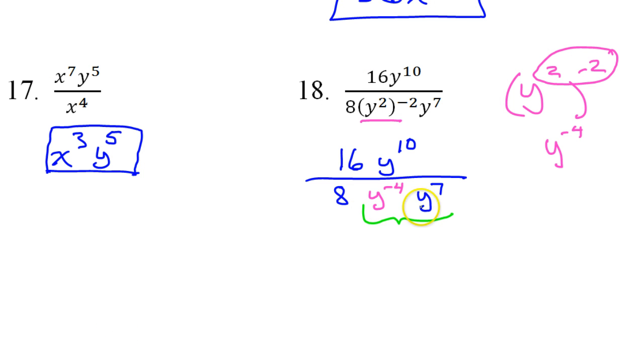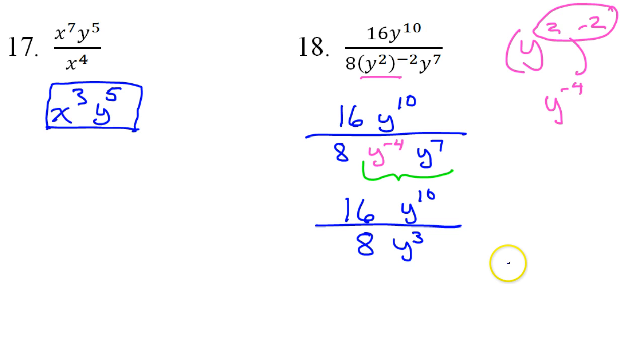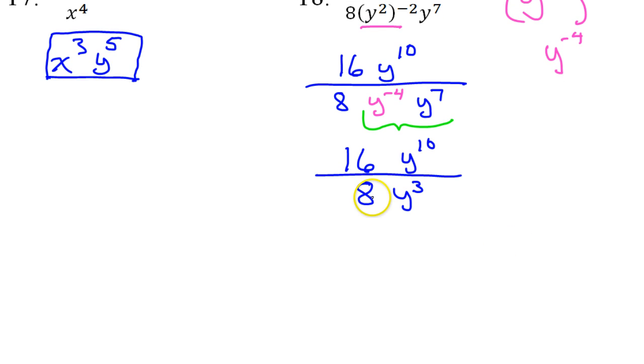So, remember, when you multiply two variables together that are like bases, you add these exponents. So what's negative 4 plus 7? That's 3. So that is going to become y to the 3rd power because of that. And so I've still got my 8 and my 16 and my y to the 10th power. I'm just doing one little thing at a time to keep it clear. So now is a good time to go ahead and deal with what we got to deal with. We'll deal with the number part separately from the variable part.